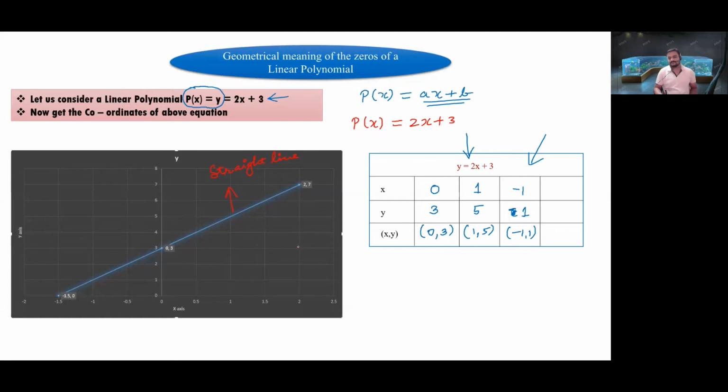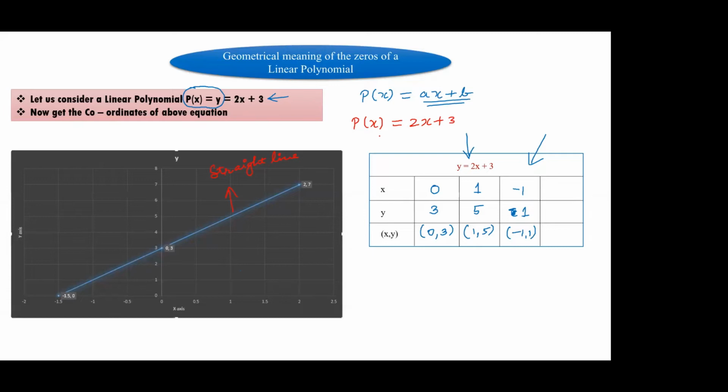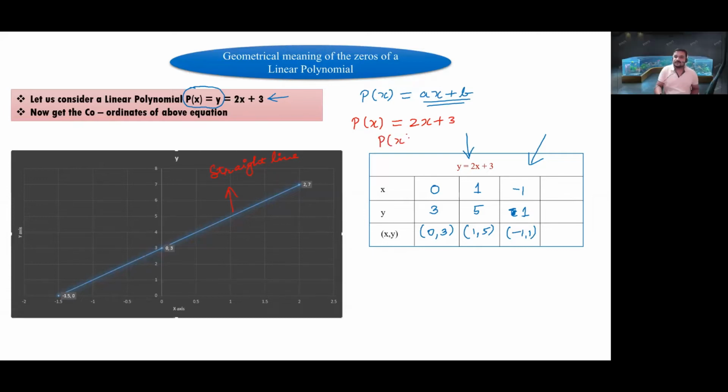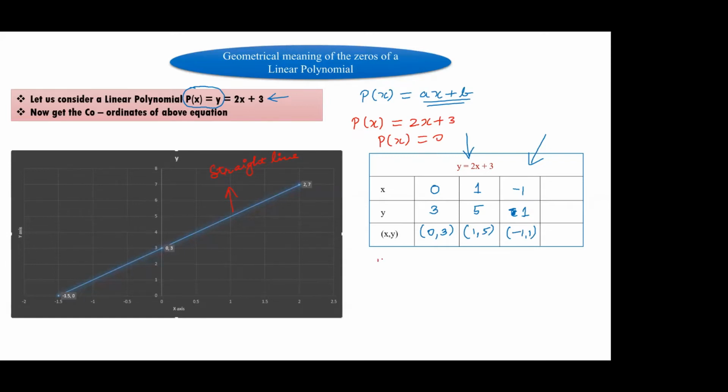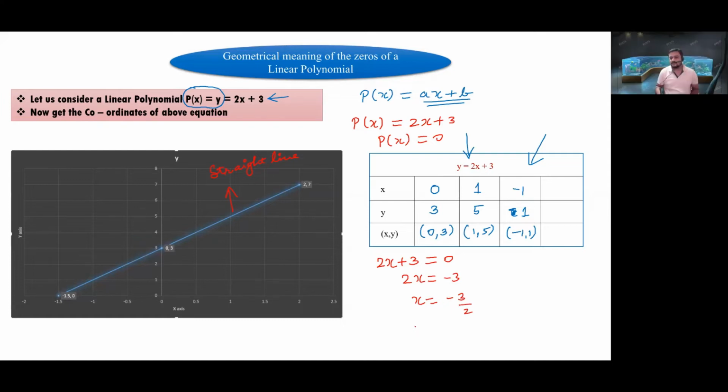Yes, Veer. Sir, we will assume p of x is equal to 0. Absolutely correct. P of x will be equal to 0. So from that, what can we say? Sir, we will put 3 on RHS. That will be -3 is equal to 2x, and x will be -3 upon 2. What is -3 upon 2 in decimals? It is -1.5. Yes or no? Yes, sir. So what is the zero here? It is minus 1.5.